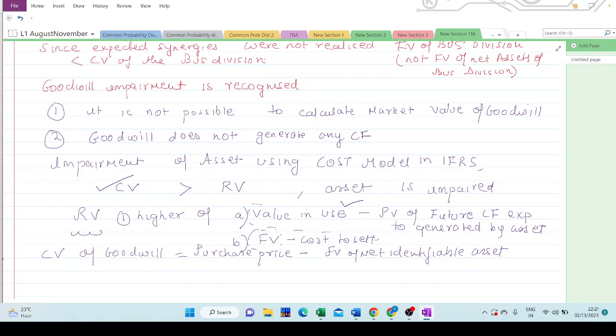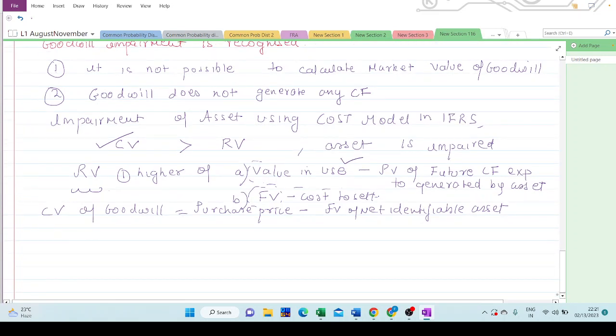So this is the reason why we cannot test for impairment at the goodwill level. We have to test for impairment at the CGU level, right? We cannot test for impairment of goodwill at the goodwill level. We will test for goodwill impairment at the CGU level, right? So what did we say?